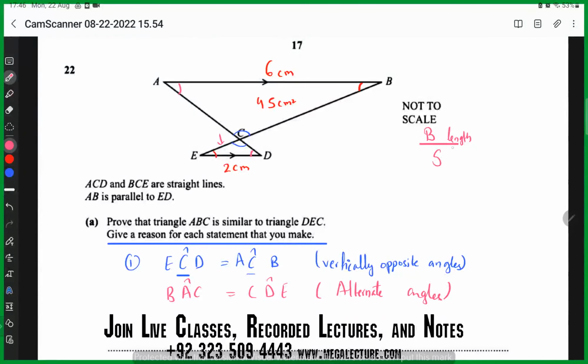So big triangle's length and small triangle's length. Let's just find out the ratio. So it's AB, and the side corresponding to AB on the small triangle is ED. And what are the two dimensions? It's 6 divided by 2. So this is going to give me 3.